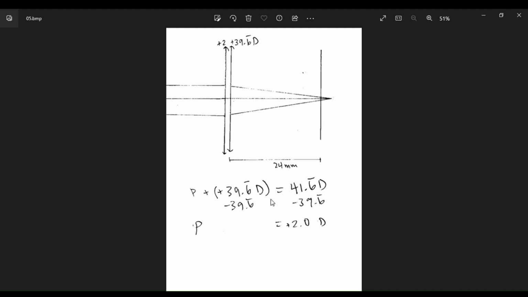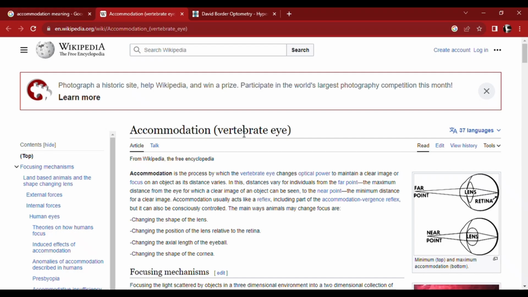Now, these are examples for hyperopia. It's always going to be plus powered lenses necessary to correct for hyperopia. But here's where the complexity of the eye needs to be explained a little bit more. And basically, I'm getting into here the idea of accommodation. So the eye actually has the ability to change the focusing power. So 39.6 is the least power it can exert, but it can exert more power than that as the eye accommodates.